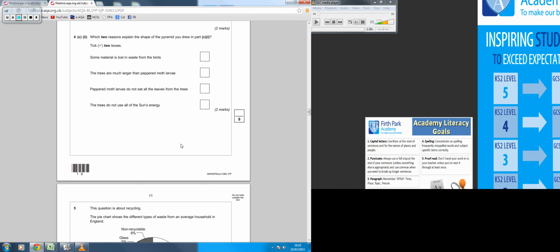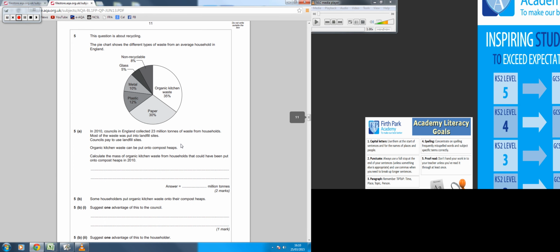So 2 boxes here, so some material is lost in waste from the birds. The trees are much larger than peppered moth larvae. Peppered moth larvae do not eat all the leaves from the trees, and the trees do not use all of the sun's energy. Next question is about recycling.